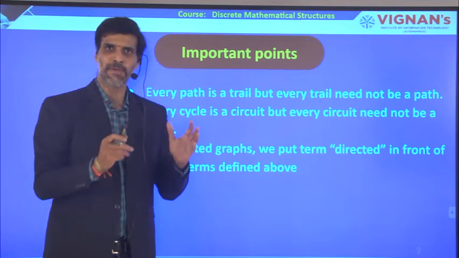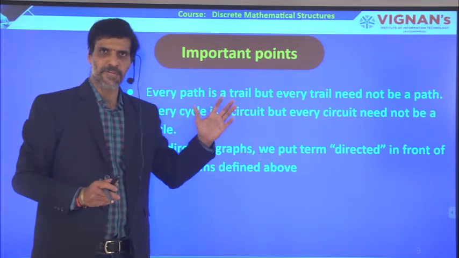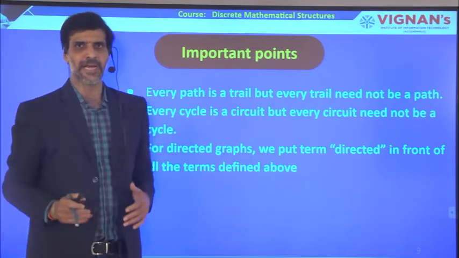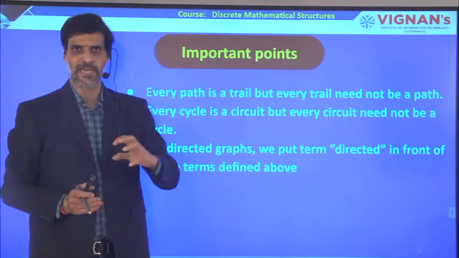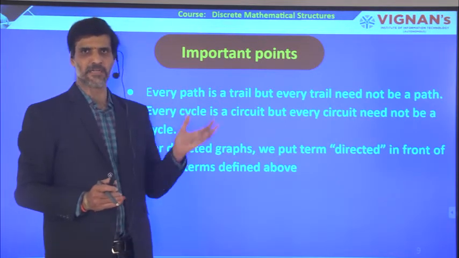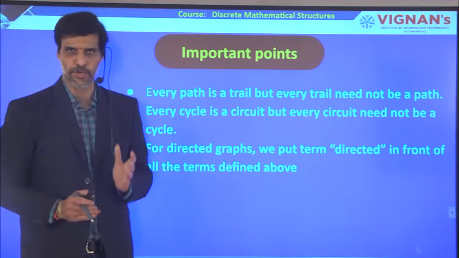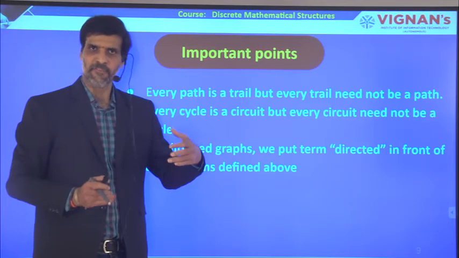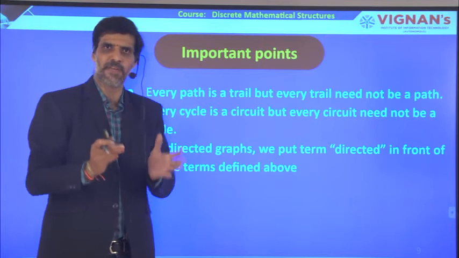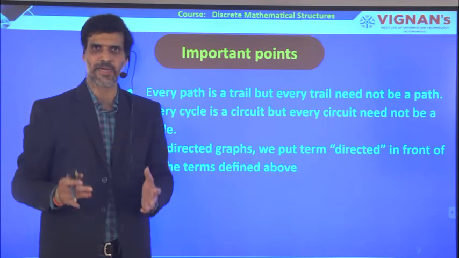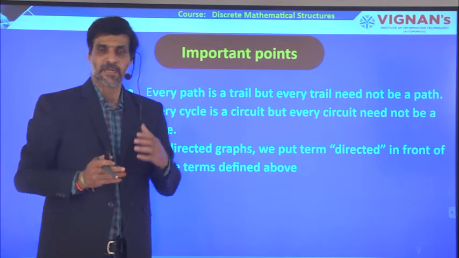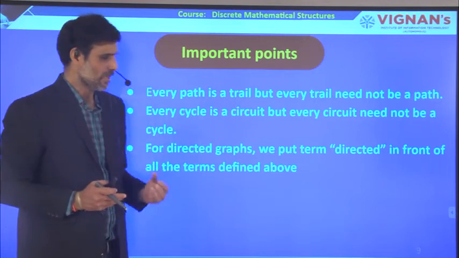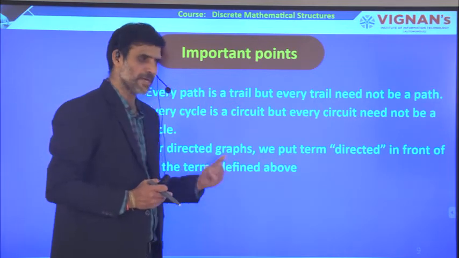That means, what do you mean by a directed walk? If you put directed in front of walk, then it becomes a directed walk. Similarly, directed trial, directed path, directed cycle, and finally directed circuit. For an undirected graph, there is no need to say undirected walk, undirected path, undirected cycle. For a directed graph, we specifically say directed walk, directed path, and so on. That is the meaning of this sentence.